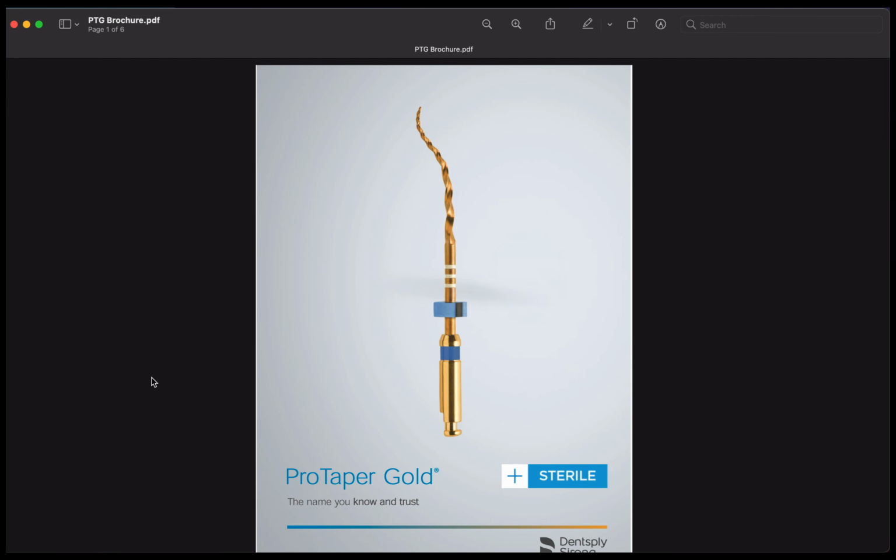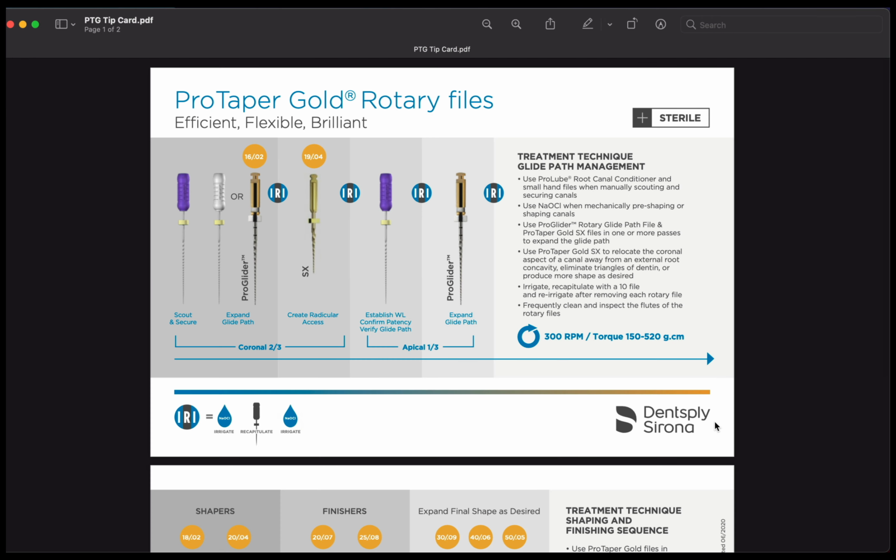I want to go over the tip card with you as well. All right, so here you have the tip card that they put out for the ProTaper Gold files. You can see that they recommend a 300 RPM setting on your endo motor, and these torque values are actually a little bit higher than you would set for most other rotary instruments. But they try to sell you on all these various ProGlider files, which are essentially glide path files. You can accomplish this with manual instrumentation. Your 15 file is what I would recommend, your 15K file.